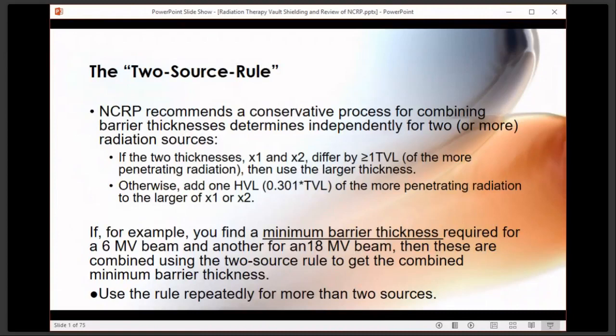For example, if you find the minimum barrier thickness required for a 6 MV beam, and then you find another for the 18 MV, you combine these two thicknesses to get the total minimum thickness required for the barrier. And if you have more than 2 sources, which is not uncommon these days, you need to apply this rule more than once.